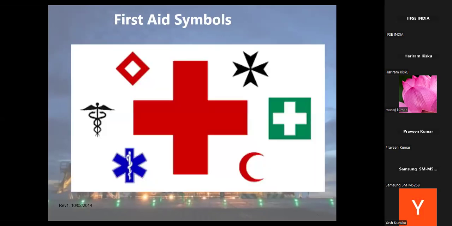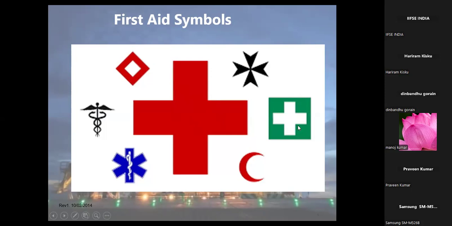See, these are the first aid symbols. What you have told is this. Red Cross, what we say, Red Cross with white background. In the Middle East, all the Muslim countries have this, called Red Crescent. This is the red diamond. This is for St. John Ambulance. Most of the doctors are using both of these now. So these are some of the symbols.